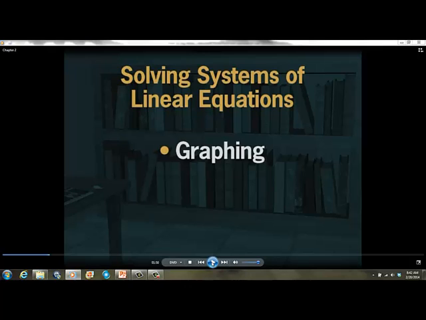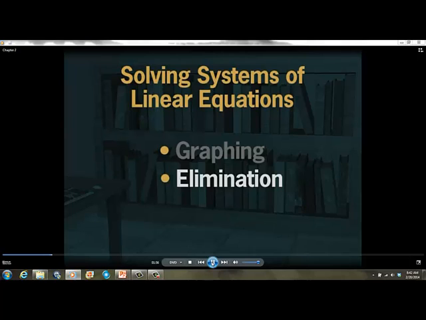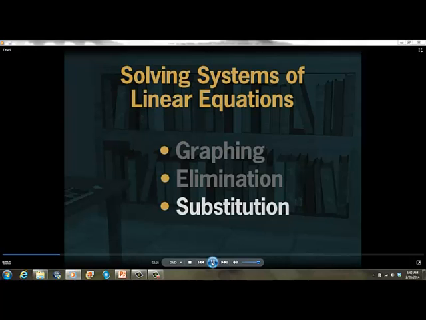We have not yet learned the elimination method, but that's the method that we will be learning next week. In the second method, we combined equations to eliminate one of the variables. We solved for the remaining variable, and then we substituted that value into either of the original equations and solved for the other variable. Now we're going to learn one more method for solving systems of linear equations. It's called the method of substitution.